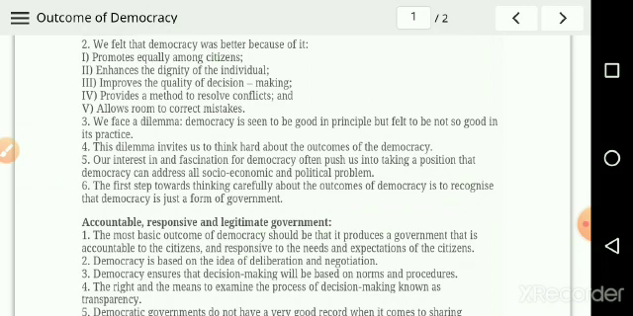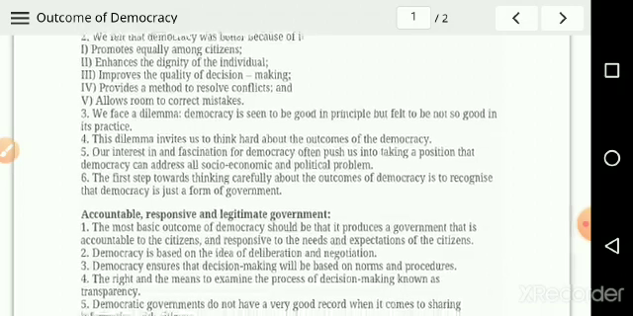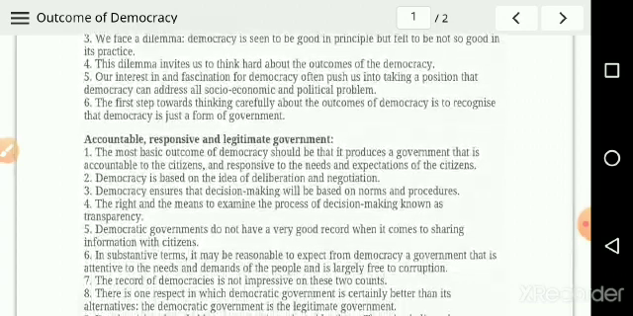In which types of problem? It can address all types of socio-economic and political problems of the country or the state. Then the first step towards thinking carefully about the outcome of democracy is to recognize that democracy is just a form of government. So when we are thinking about the outcome of democracy, we should be aware that this is one form of government, not the best form. It is just a form of government. Then only we can assess the outcome of democracy.